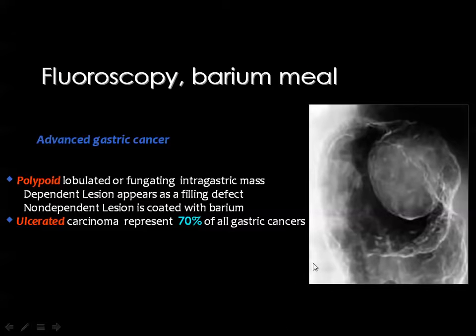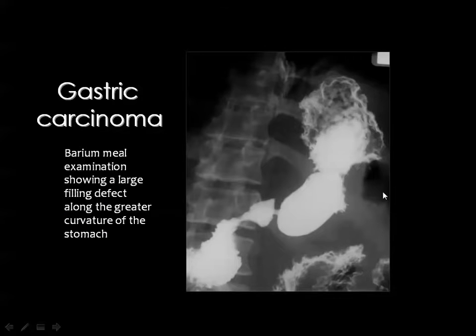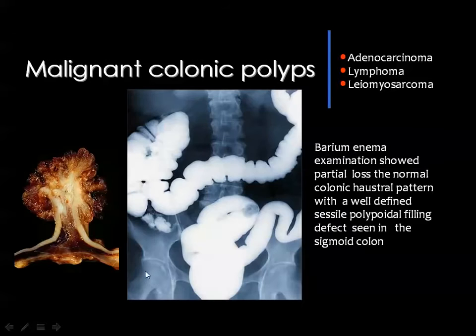Then this is an example of filling defect in the stomach representing a malignant lesion, and you see how it is nicely delineated by barium in what's called the double contrast barium meal examination. And this is also a filling defect along the gastric greater curvature, characteristic of malignant neoplasm due to the irregularity of the margin of the lesion.